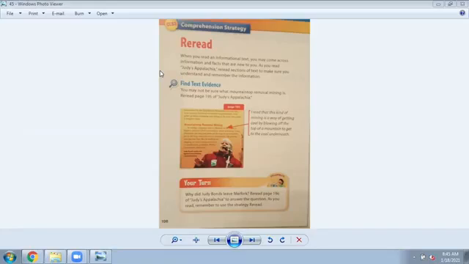Let's see, lots of hands up for this one. Jemana? Reread means to read again. That's exactly right. When we don't understand something in the text, we go back and we read it again to find the information that we're looking for, okay? Thank you, Jemana. All right, next word.